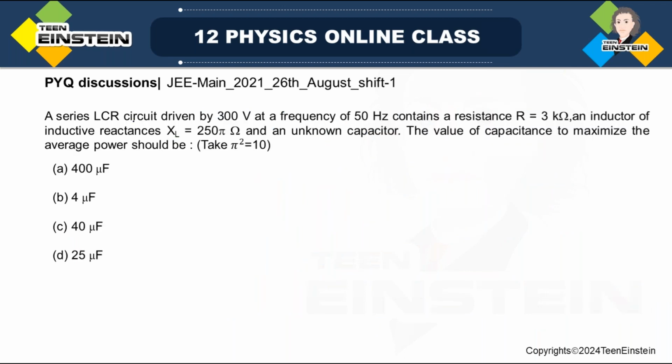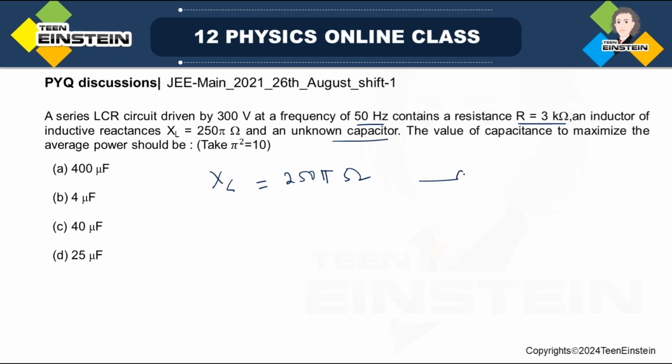Again, there is a problem from the LCR series circuit. So the question says a series LCR circuit driven by 300 volt at a frequency of 50 Hz contains a resistance of 3 kilo ohm, an inductor of inductive reactance XL equal to 250 pi. This is in ohm, but the capacitor is actually unknown.